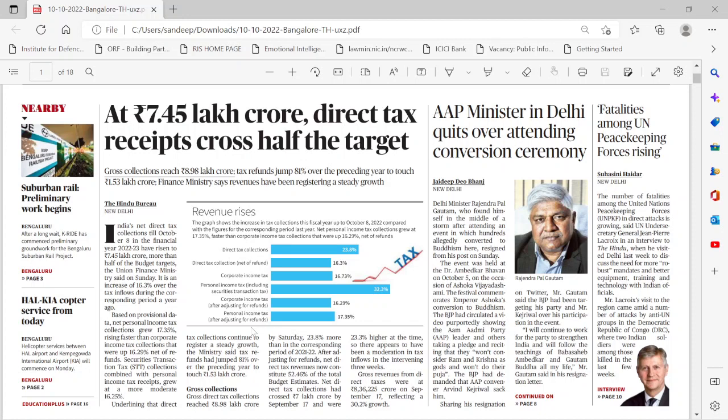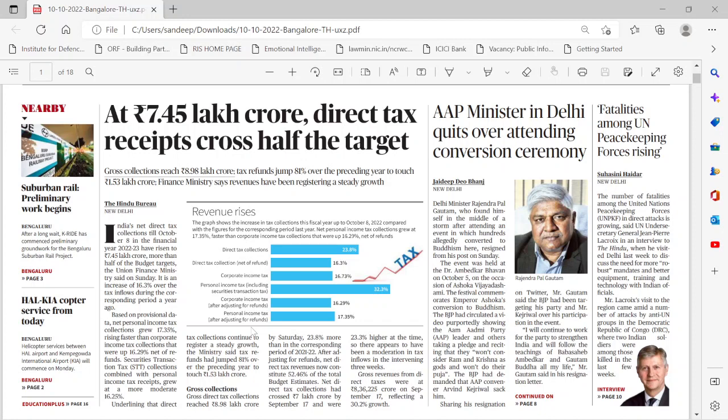And then the second issue is: AAP minister in Delhi quits over attending conversion ceremony. Guys, there is something called the code of conduct for civil servants. According to this, any public servant should not attend any ceremony where mass conversion is happening, which is an indication that the civil servant is promoting that particular religion. In this case, Rajendra Pal Gautam was trying to convert hundreds of people into Buddhism. Actually, he was not promoting, but his presence there indicates that he is supporting them, which is wrong, guys.